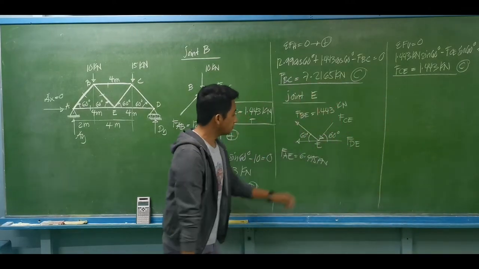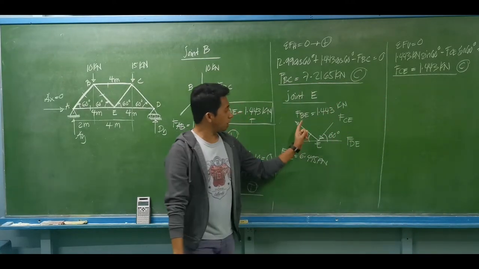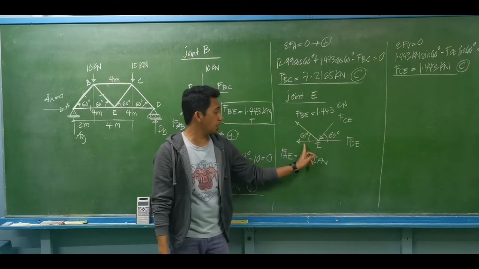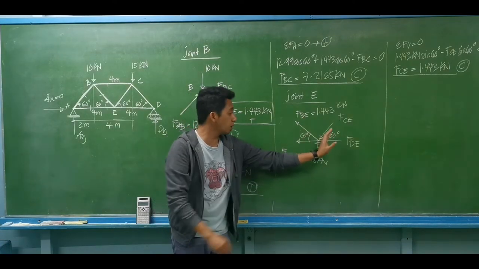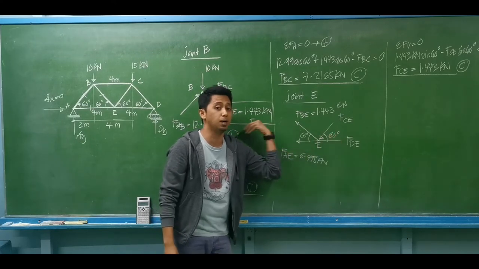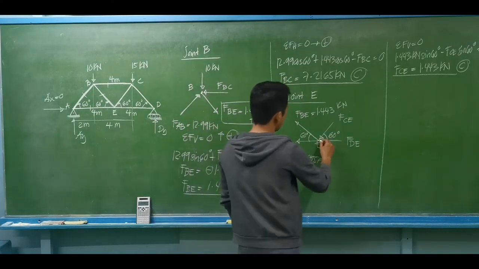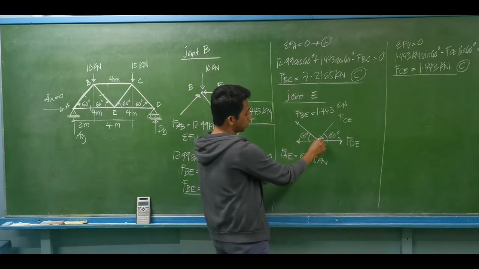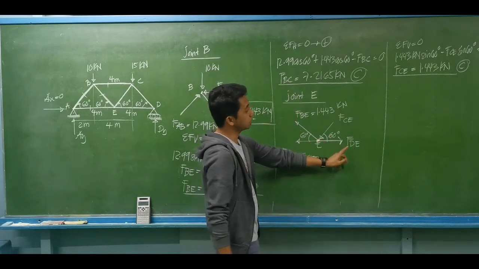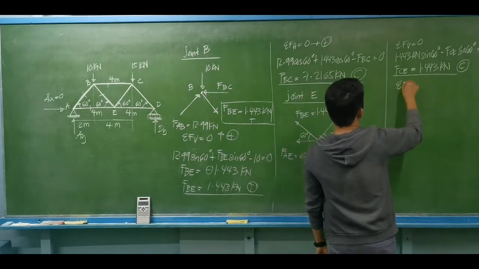Okay? Then so, kung mapapansin niyo, we have BE, CE, and AE. All its horizontal components, yung mga horizontal component ay pakaliwa. So which means DE should be towards the right, which means away from joint E, which means under tension.